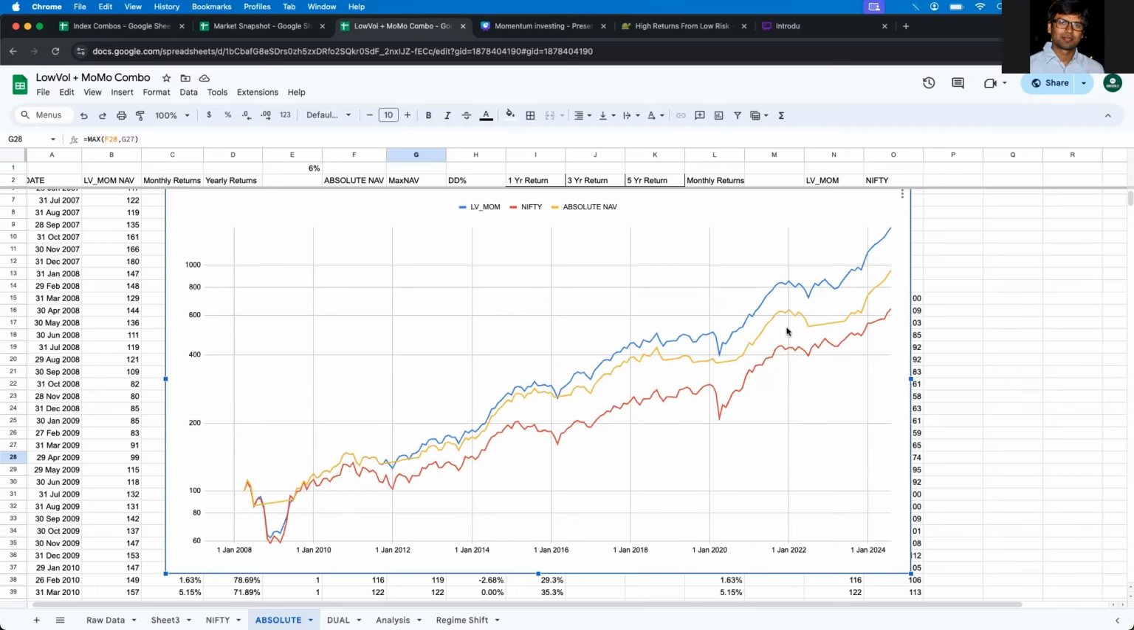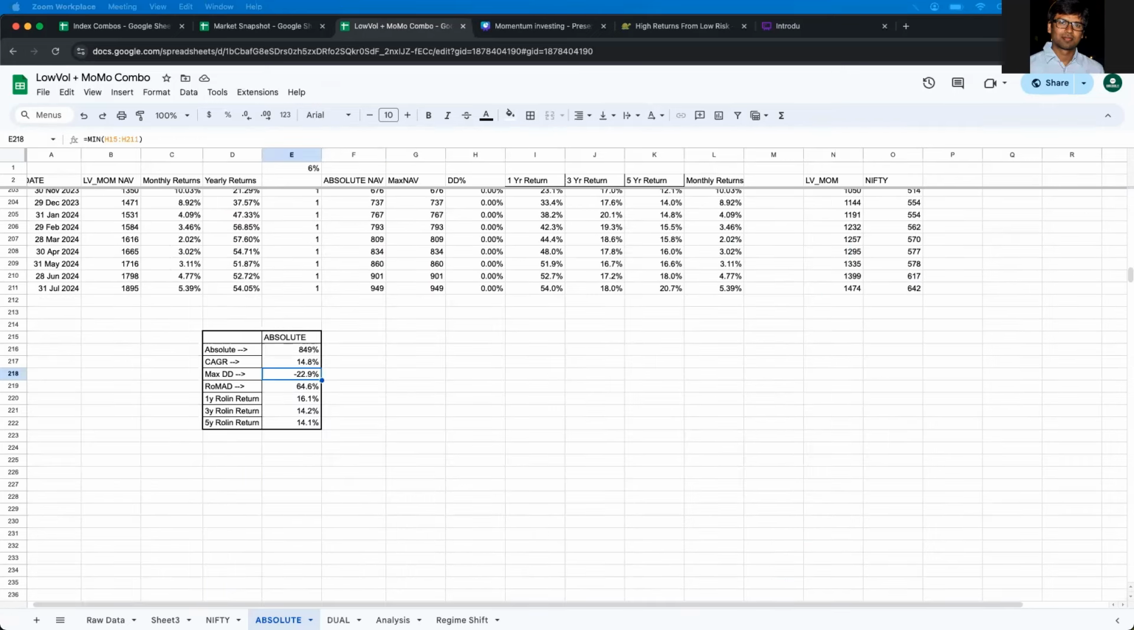So that is one inference. There are two more advantages of absolute momentum. First, we will reduce our max drawdowns, and second, we'll also reduce our volatility. Now, when you reduce your volatility and maximum drawdown, the chance for someone to exit because of a knee-jerk reaction is eliminated or reduced, and hence you stay longer in the strategy.